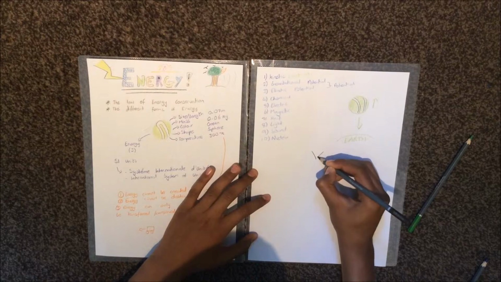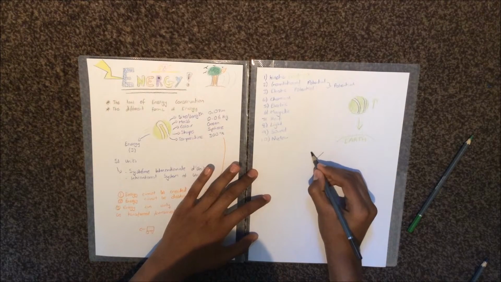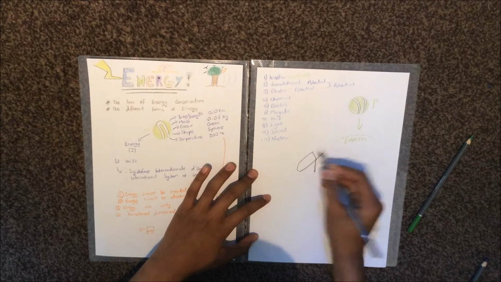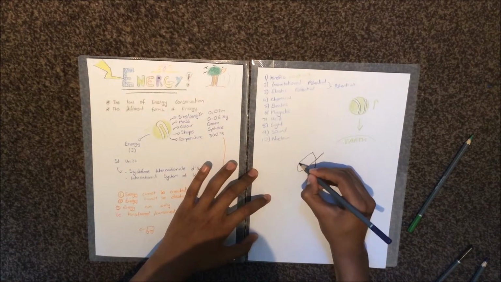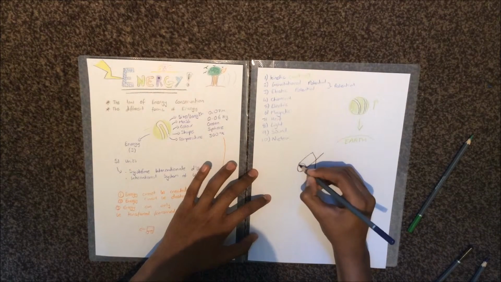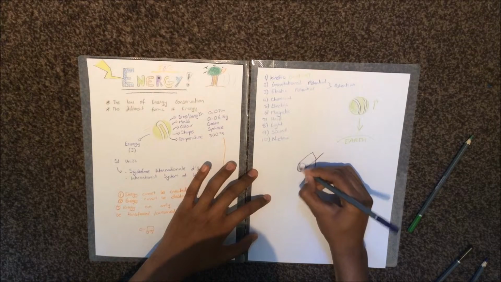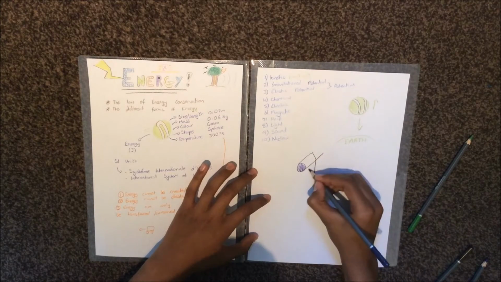Elastic potential energy, that's a bit easier to explain. It is like if you just imagine a slingshot, and you have rubber, and you have a ball that you're going to throw.